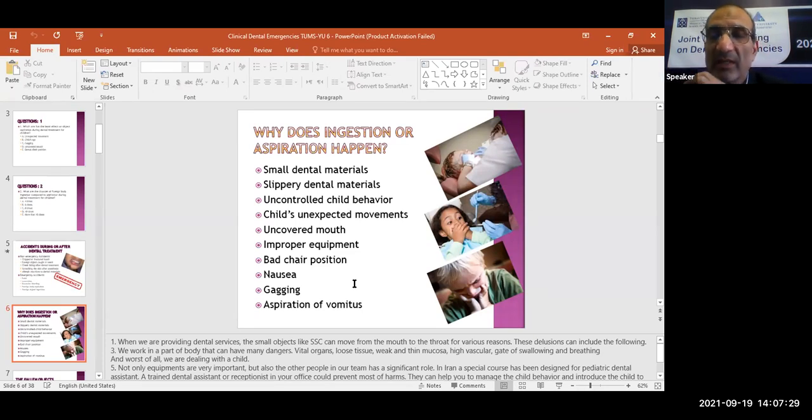And worst of all is that we are dealing with a child that in most cases is uncontrolled, or the child's unexpected movement makes treatment difficult for us. Other items like uncovered mouth or improper equipment or bad chair position are very important to our procedure and our problem.